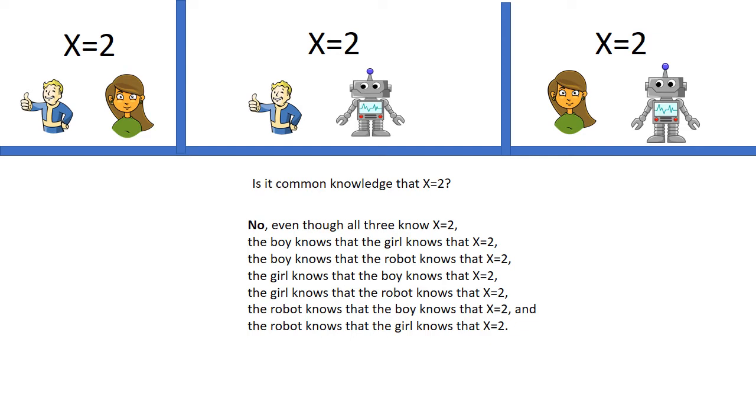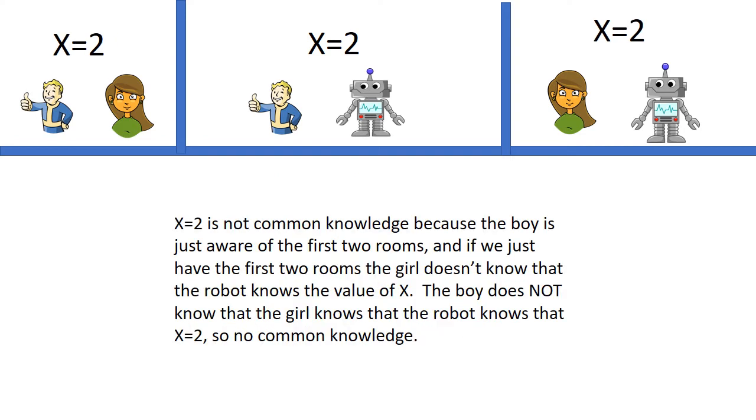Similarly, since the girl and the boy are in a room where there's a sign that says X equals 2, the girl knows the boy knows that X equals 2. And since the girl's in a room with a robot where there's a sign saying X equals 2, the girl knows that the robot knows that X equals 2. And we can do the same for the robot. The robot knows that X equals 2. The robot knows the boy knows this. And the robot knows that the girl knows this. Yet still, X equals 2 is most certainly not common knowledge. Why? If you haven't figured it out yet, please pause the video and think about it some more.